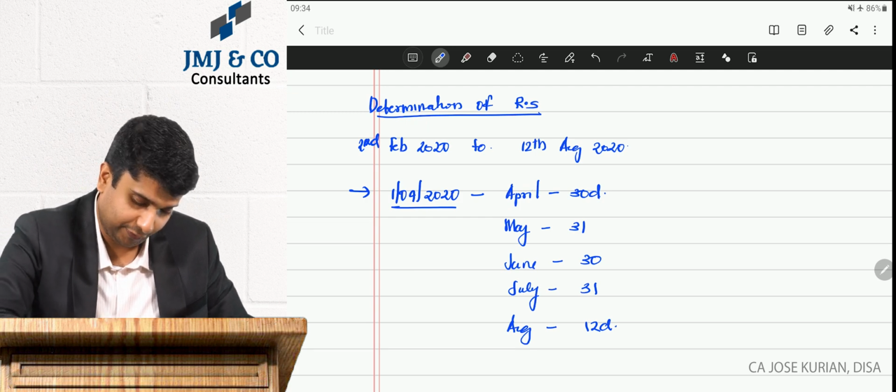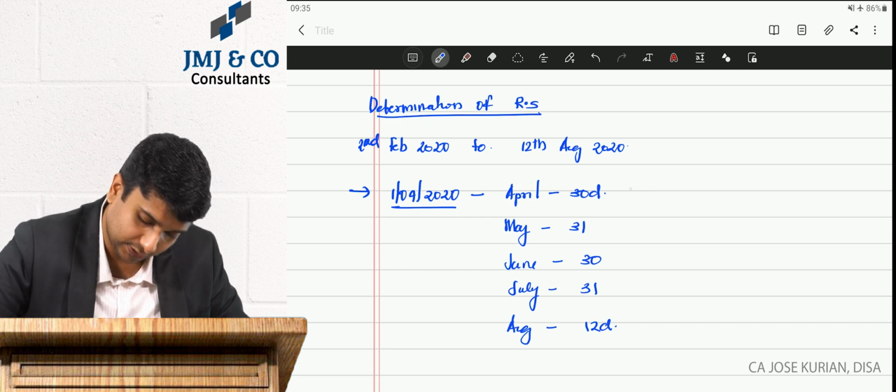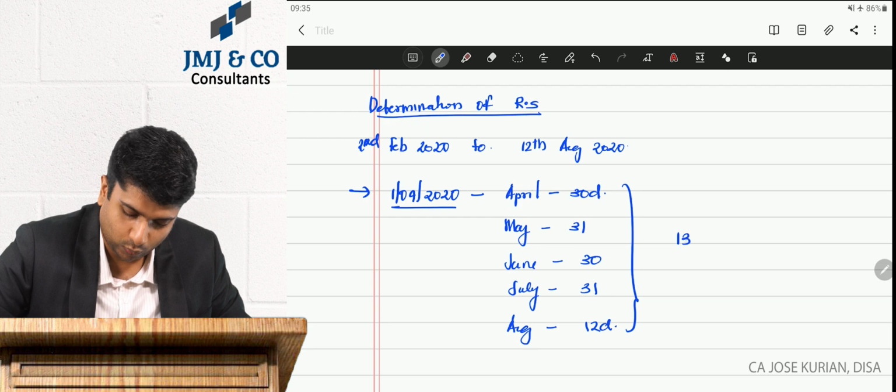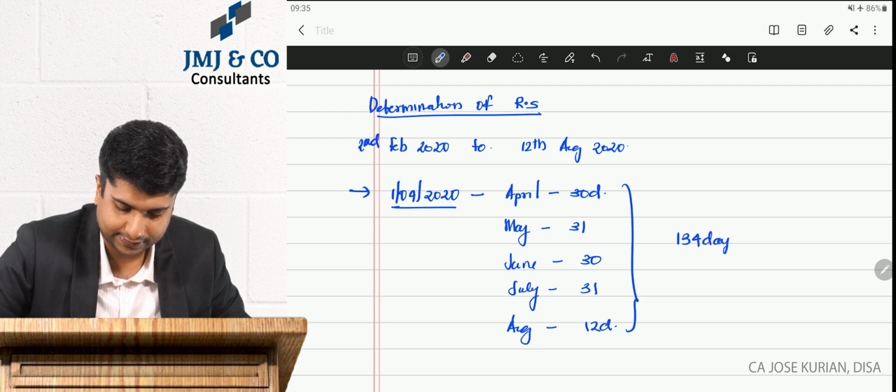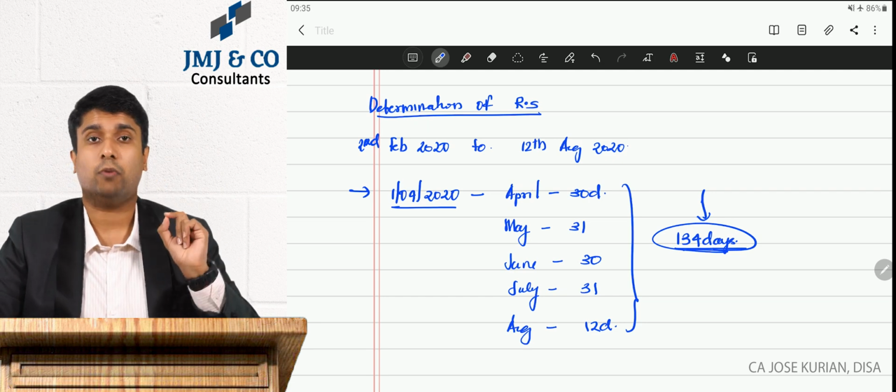Let's compute it together, friends. 30 plus 31 plus 30 plus 31 plus 12. It would be 134 days. Total his days of stay is 134 days. So he stayed in India for 134 days. That's what the point is.